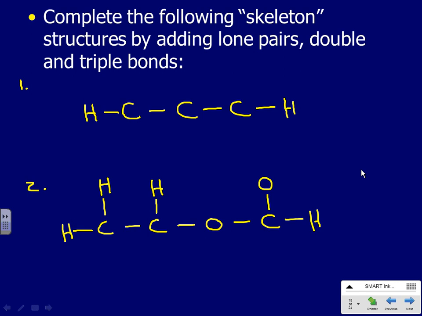I'm adding lines or lone pairs. That's it. No, because does carbon normally have lone pairs? So I wouldn't add lone pairs to carbon.